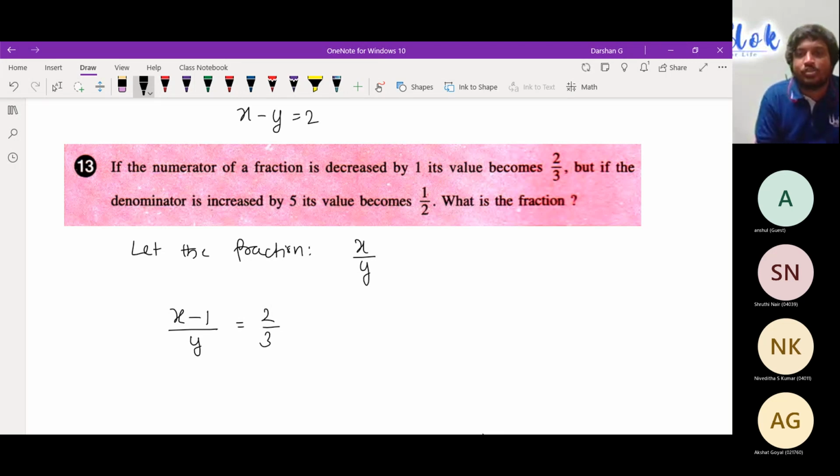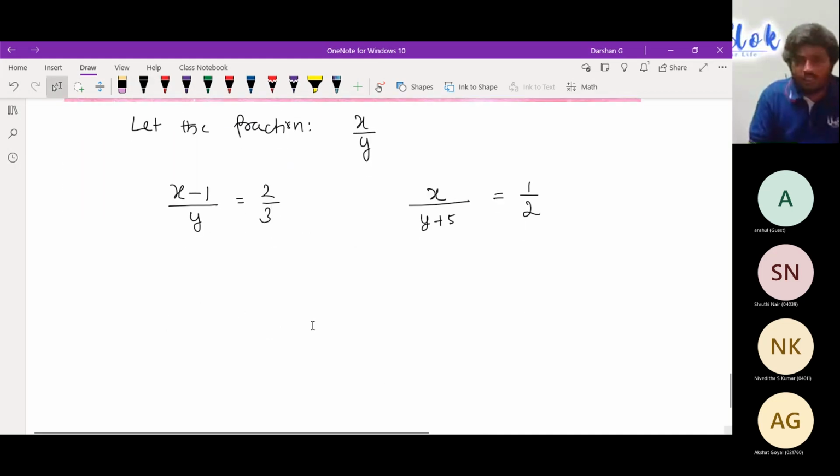What is the second equation? If the denominator is increased by 5, the value becomes 1 by 2. So again, what will be the equation? X divided by (y plus 5), whole, is equal to 1 by 2. Please come up with the equation for the first one and the second one. Yes, Akshat, tell me.